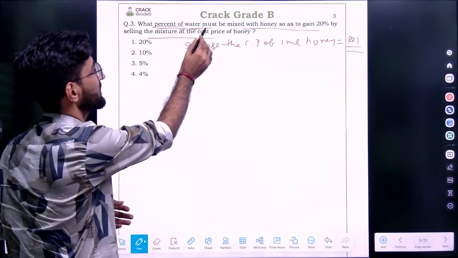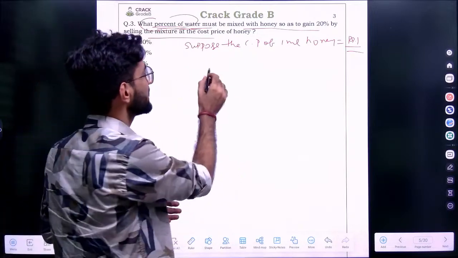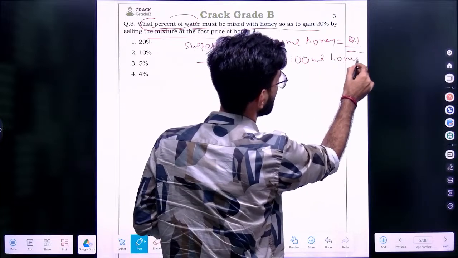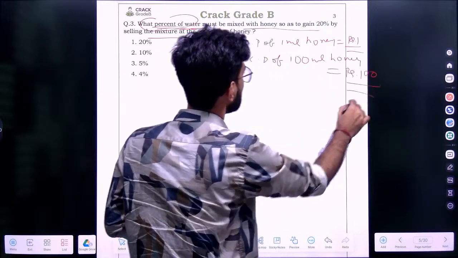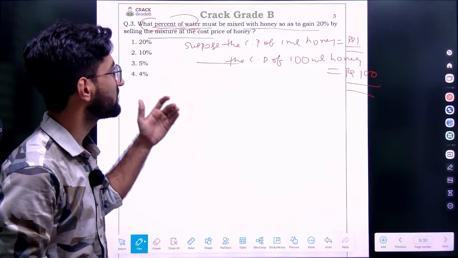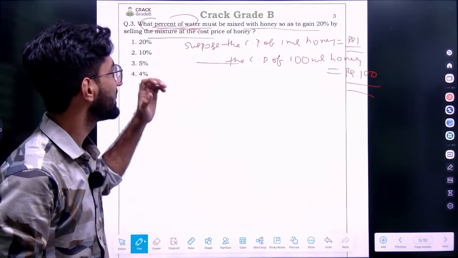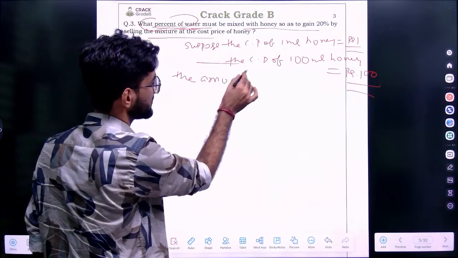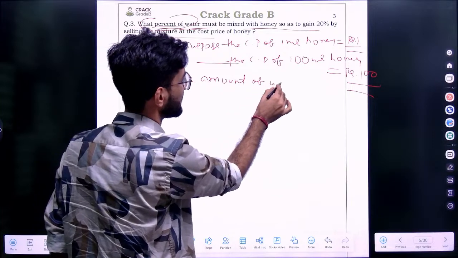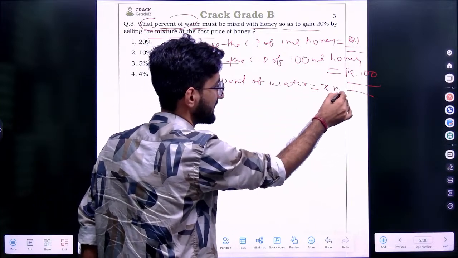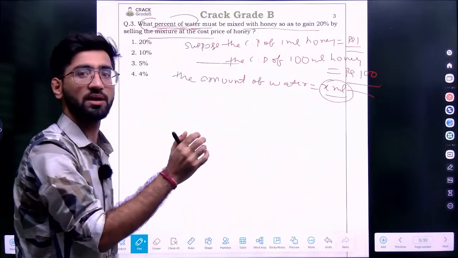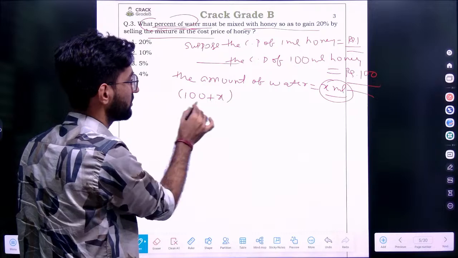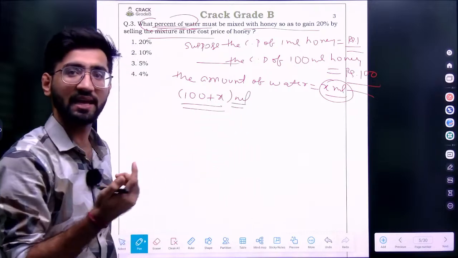But since we have to save our time and it is given what percent of water, the CP of 100 ml honey is equal to rupees 100. We have to find by what percent of water must be mixed with honey to gain 20% by selling the mixture at the cost price of honey. So let us assume that the amount of water that we mix in this 100 ml honey is x ml. It means the total amount of the mixture is 100 plus x ml.